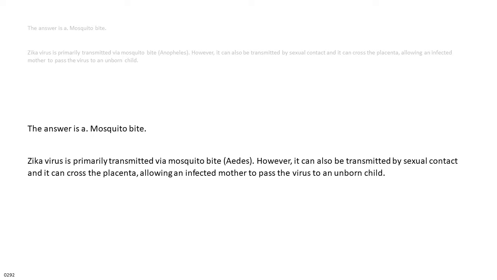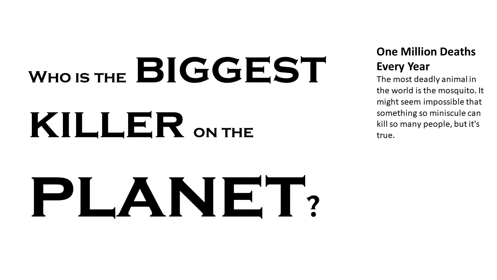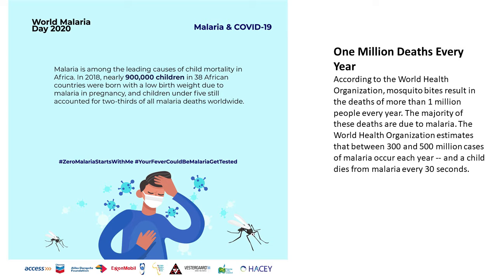pass the virus to an unborn child. The most deadly animal in the world is the mosquito. It might seem impossible that something so minuscule can kill so many people, but it's true. According to the World Health Organization, mosquito bites result in the deaths of more than 1 million people every year.